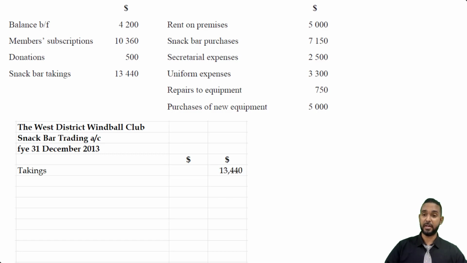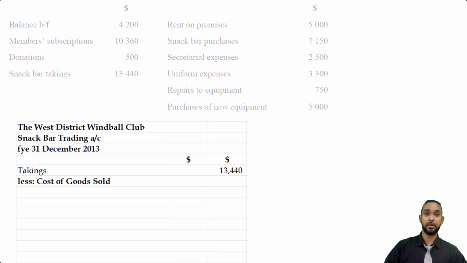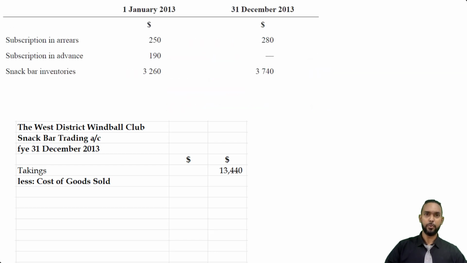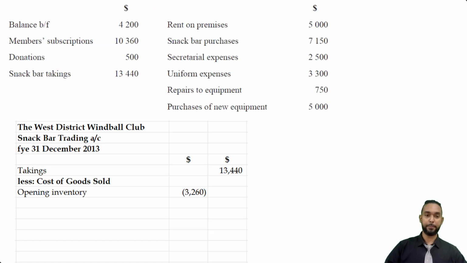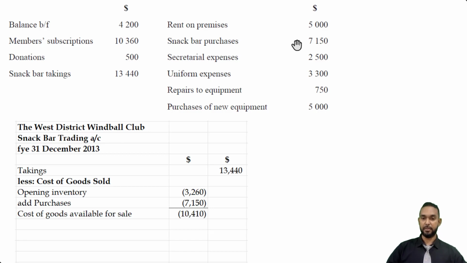What do we have after that? Less cost of goods sold. What's the first thing there? Opening stock. Stock of what? Well, let's go down to the opening and closing balances. We're seeing snack bar inventories. We have an opening balance of 3260. So we're going to put that in. And what do we add to opening stock? Purchases. So if we go up to the receipts and payments account now, we'll see snack bar purchases, 7150. So we're going to add those two items together and get the cost of goods available for sale.